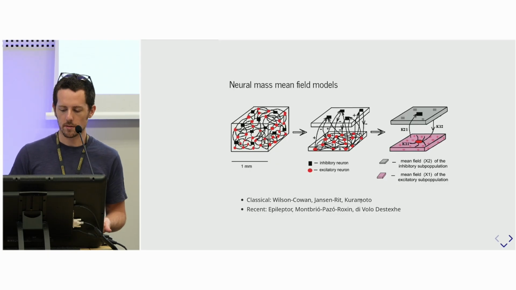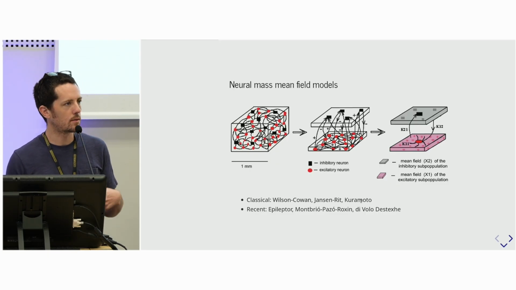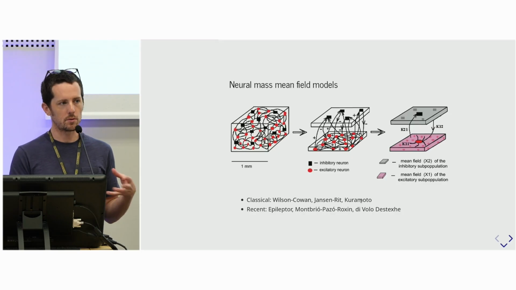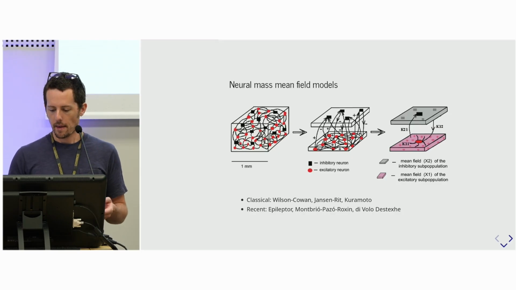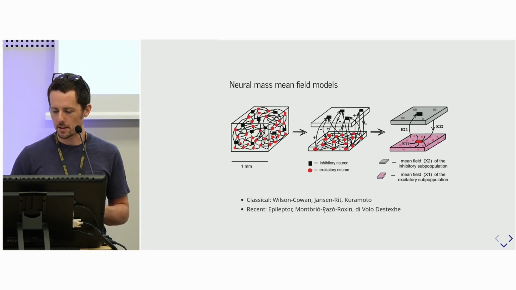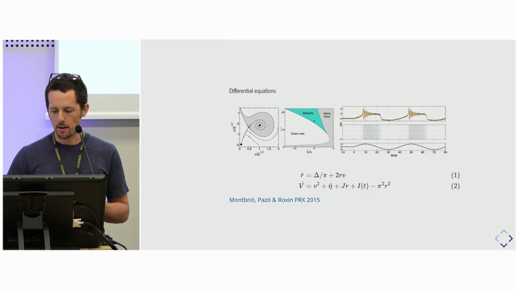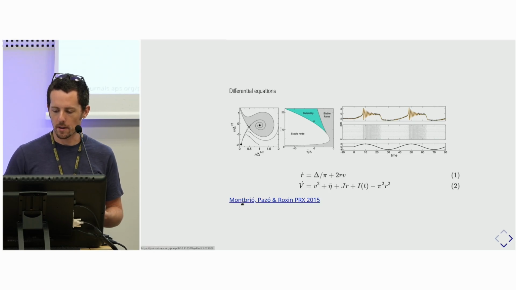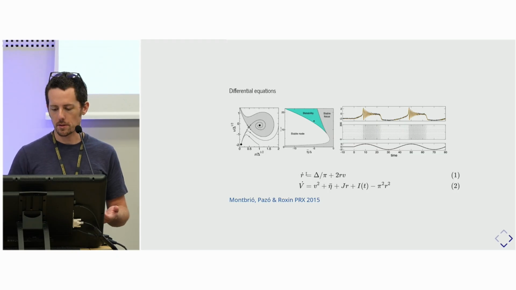The Kuramoto model of synchronization is a widely known model which can be used for neural modeling. More recently, we have the Epileptor model of seizure dynamics, the Montbrió model of neural populations, and since then we have more and more complex mean field models. This is the example of the Montbrió model, and again, as Spase showed, this corresponds to differential equations which describe the evolution of the states in time.